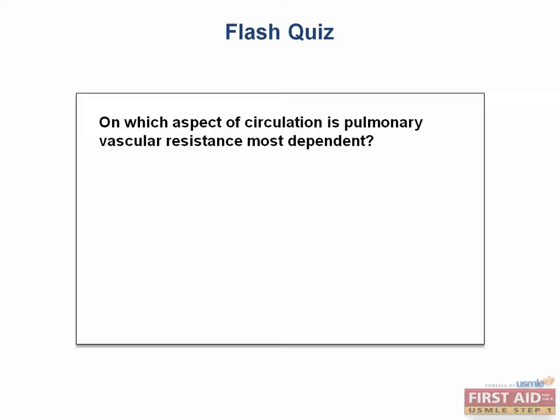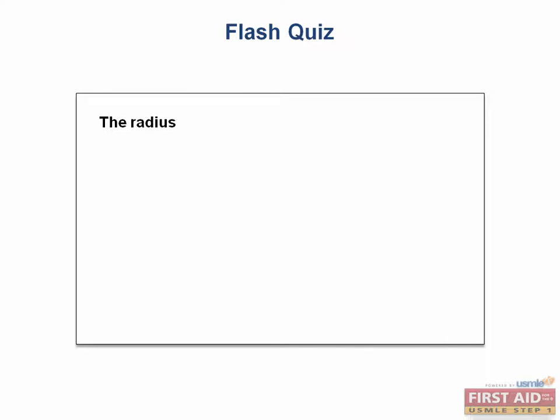Flash quiz. On which aspect of circulation is pulmonary vascular resistance most dependent? The radius. It's raised to the fourth power in the denominator.